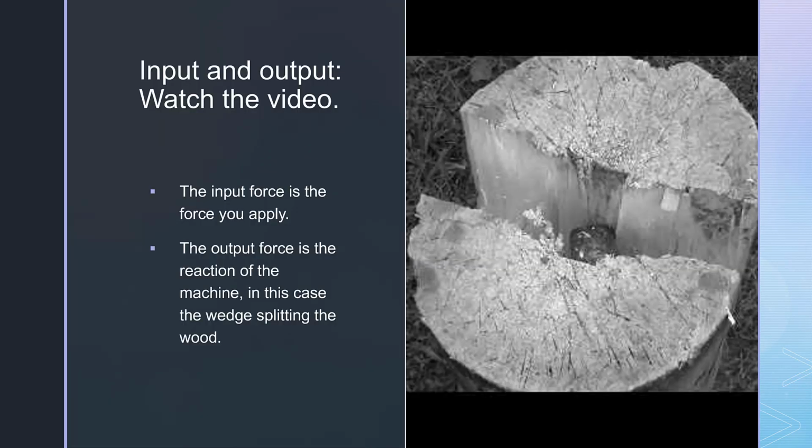All right, input and output. Again, another video. I will link it in the description, and you can click on that below. The input force is the force you apply. The output force is the reaction of the machine. In this case, the wedge splitting the wood. The same way an axe works, or you might put a nail into something. When you put in some effort, it gives you an output, and the output here is splitting the log.